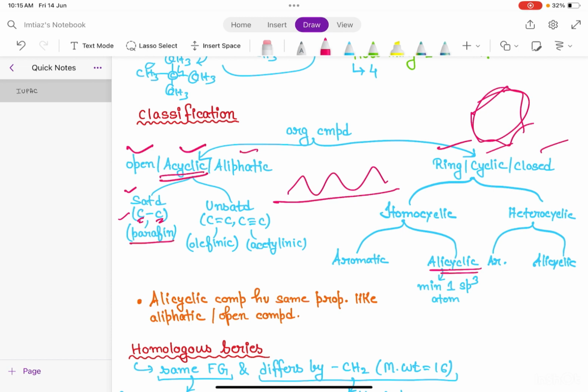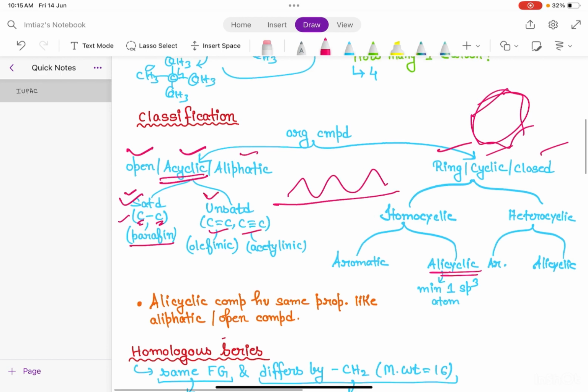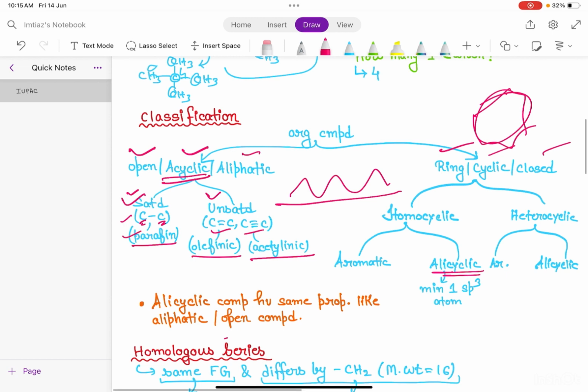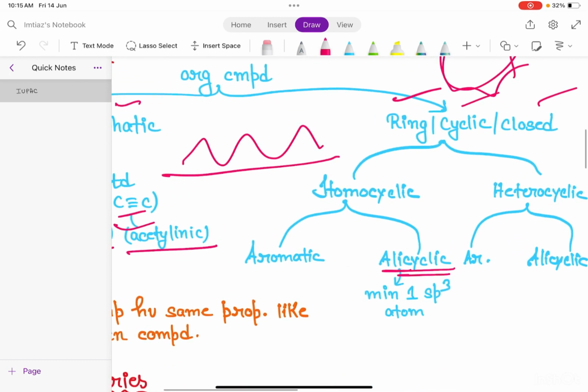A carbon-carbon single bond is known as paraffin, and that will be saturated. Whenever there is a double bond or triple bond between carbons, that is unsaturated. A double bond is called olefinic, and a triple bond is called acetylenic. That is the one you have to memorize: paraffinic, olefinic and acetylenic. Not so important, but just remember this.